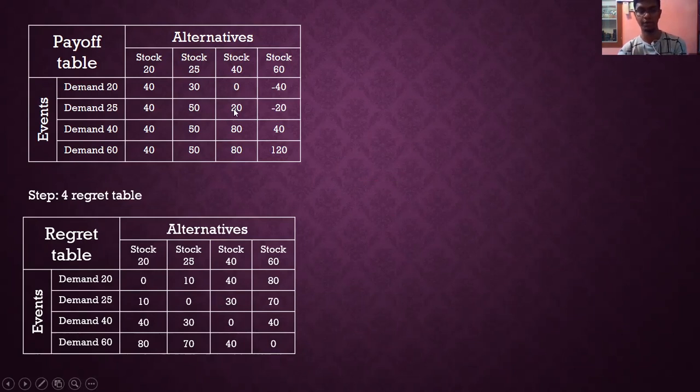Then 50 minus of minus 20. So that minus into minus will become plus. So 50 plus 20 will become 70, so that 70 we are writing here.